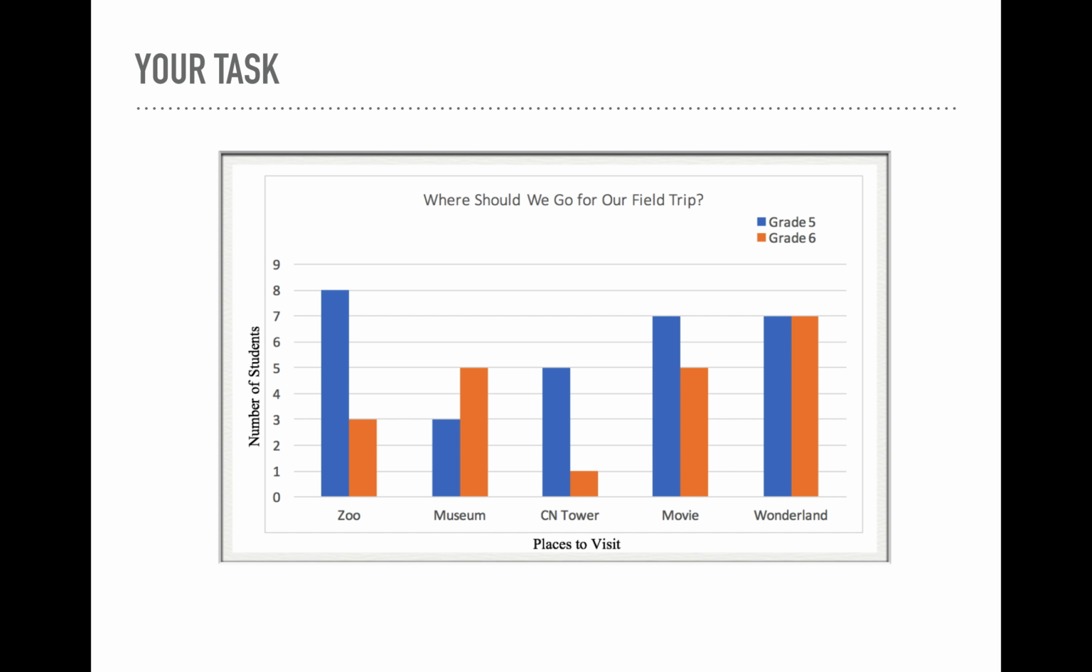So for you, your task is to look at this double bar graph about where we should go on our field trip. It took into consideration the votes of grade 5s and grade 6s. And I know that because in our top right corner, you see a little blue box that says grade 5s and a little orange box that says grade 6. At the bottom for places to visit, we have the zoo, museum, CN Tower, movie, and Wonderland. And then on the y-axis, you have the number of students that voted for each. Your task is to answer the questions given to you on your sheet in regards to this double bar graph.